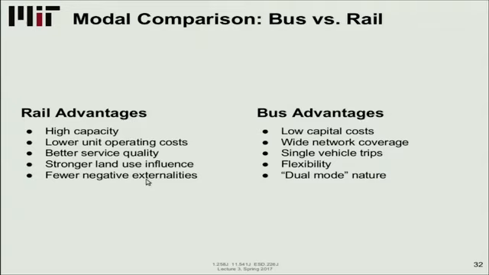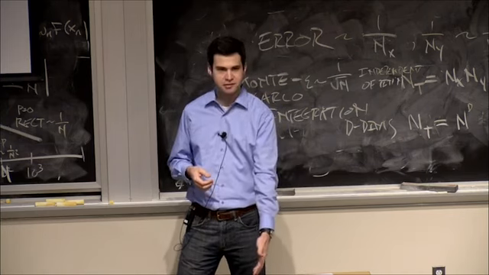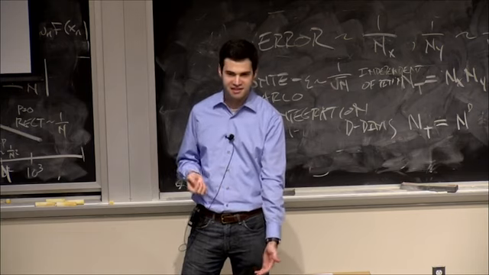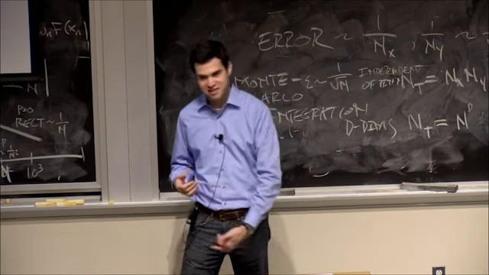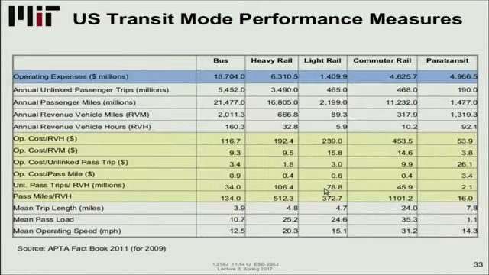And fewer negative externalities. That's because electricity that powers these is often generated outside of the city and brought in. So the air pollution caused by the consumption of electricity for rail is not an externality that is internalized in the city often, if that makes sense. So, right. So bus is much more flexible, and you can operate it on any road or on a guided right of way or a dedicated right of way, and it's more prone to being used in dual mode nature, right? So just flexibility.